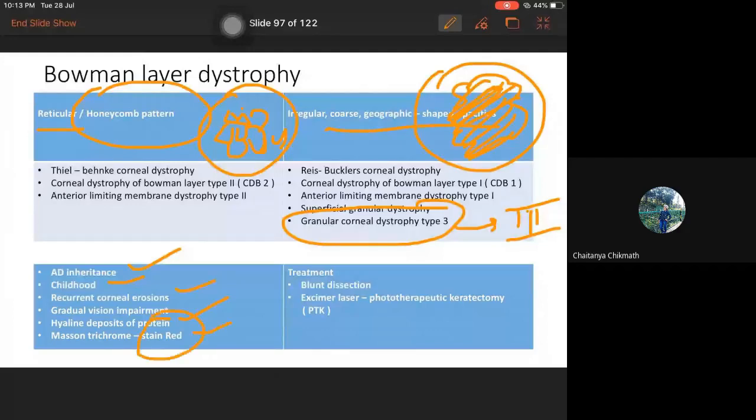How do you treat these cases? Because it is superficial, the epithelium and Bowman's membrane being the superficial layers of the cornea, we either surgically remove it by blunt dissection, or with the latest technology we can use a laser for ablation. This is known as phototherapeutic keratectomy: using a laser, we ablate or burn the surface. Photo means laser, therapeutic means treatment, and keratectomy means we are using a laser to take out part of the cornea.